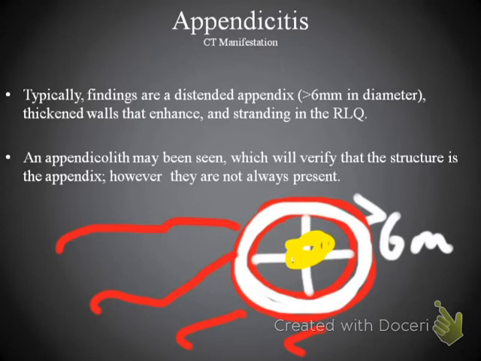Remember we said that a fecalith becomes trapped and causes inflammation in the appendix and eventually leads to appendicitis. Well, that's not always the case here. As we saw, there are other things that can actually cause appendicitis. And so we can't always look for an appendicolith to be there and really denote the structure.